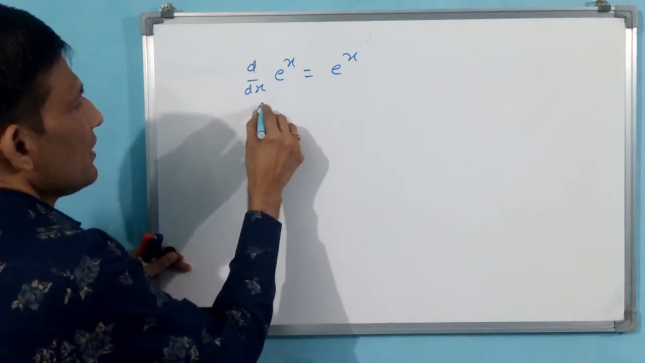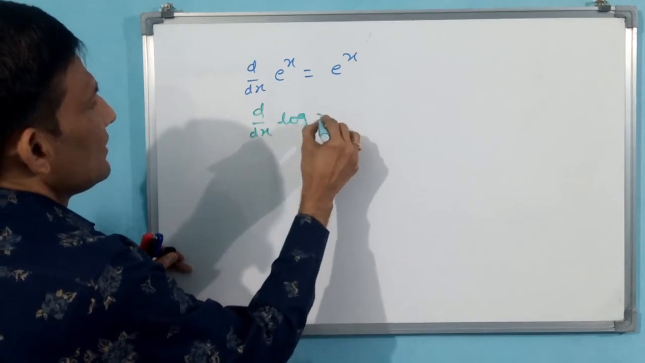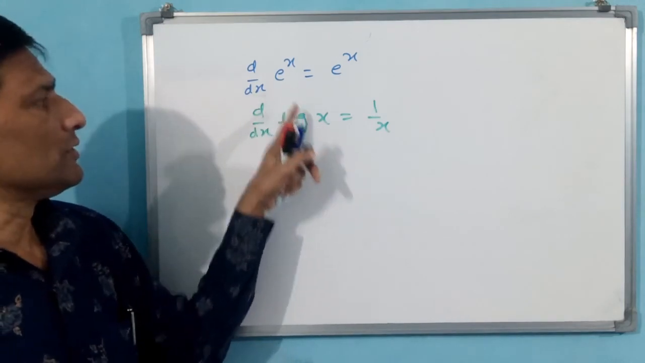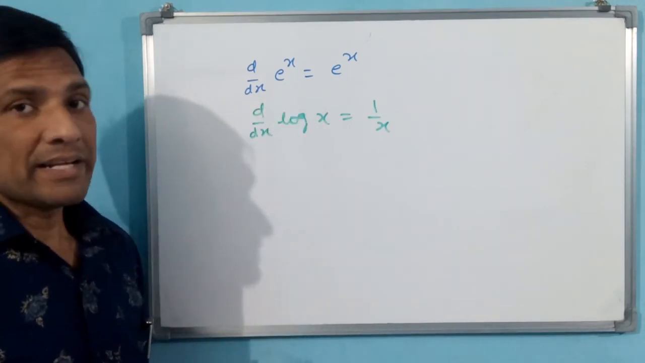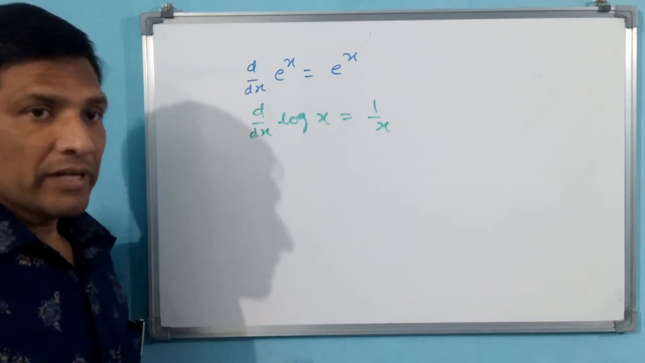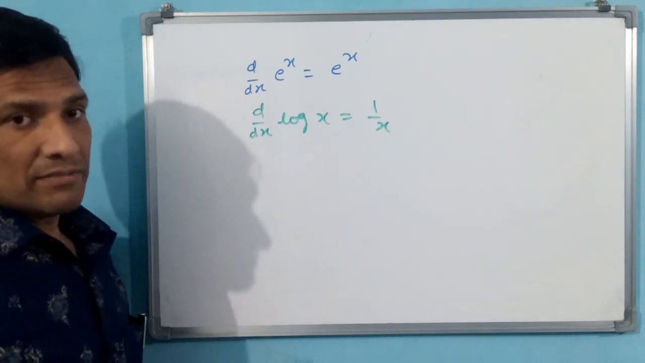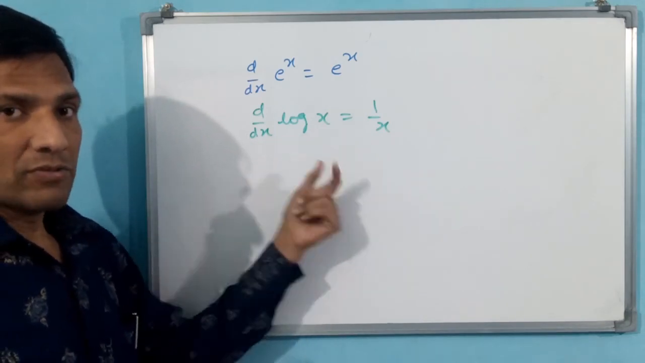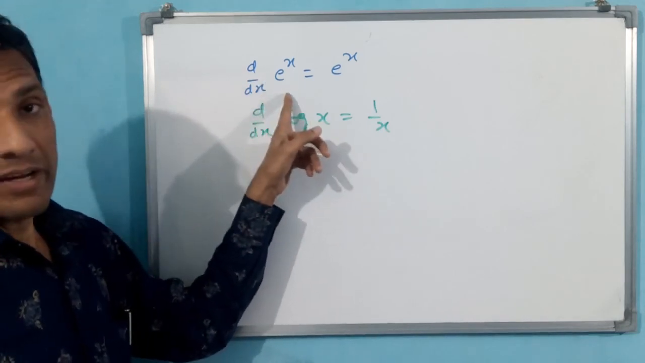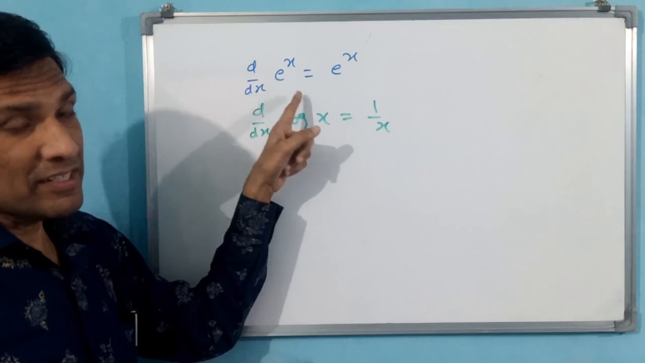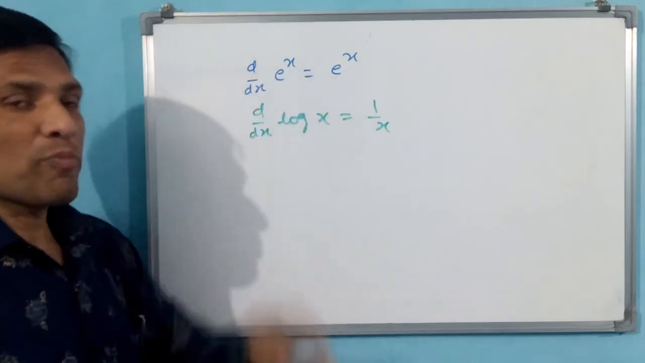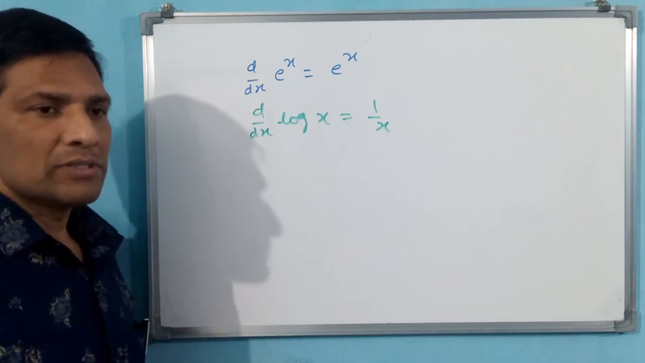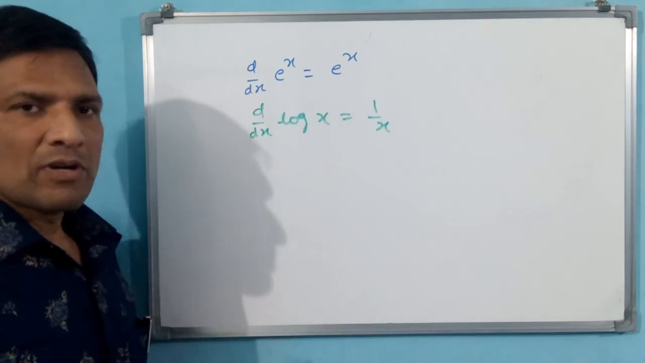Now another one, d by dx of log x is equal to 1 by x. See, I have not written anything, which means base e. Or else I can write the base. Base should not be equal to 1 and base should be greater than 0 for a logarithmic function. But here base should be at least greater than 1. E is 2.7, already greater than 1. Logarithmic function conditions also I have told, domain I have told, range I have told, both graphs I have done. All I have done.